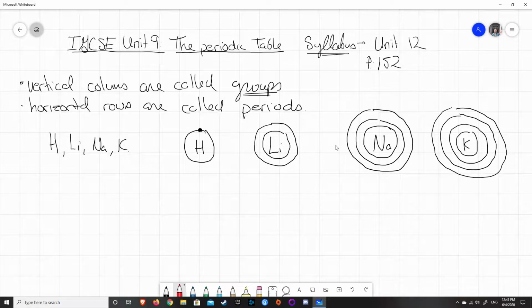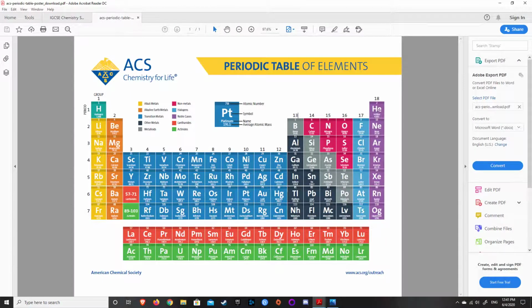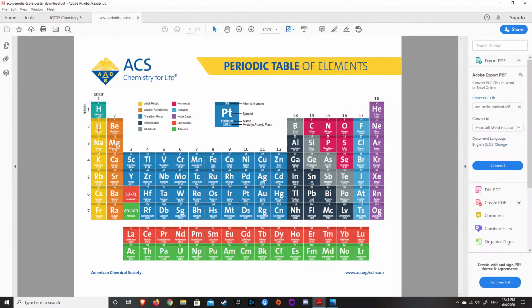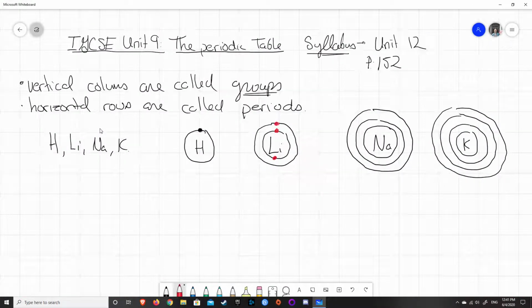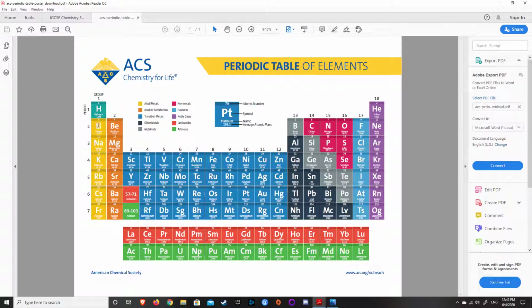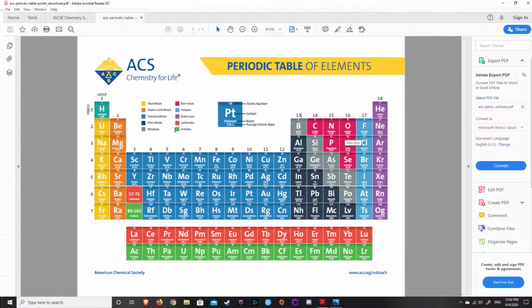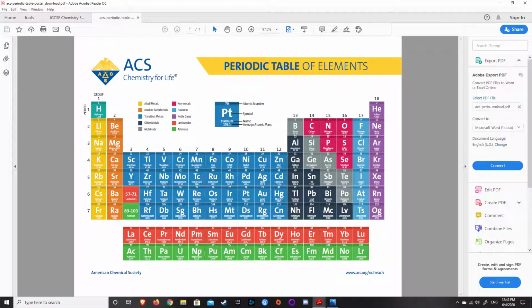Lithium here has 2 shells. The first shell has 2 electrons, so we've got 1 electron here and 1 electron here, and the second shell only has 1 electron. It's at the start of the period. Let's look at sodium. It has 2, same as lithium, then 1, 2, 3, 4, 5, 6, 7, 8 in the second layer, and 1 in the third layer. Let's look at potassium. It's got 2 in the first layer, 8 in the second layer, 8 in the third layer, and 1 in the fourth layer.